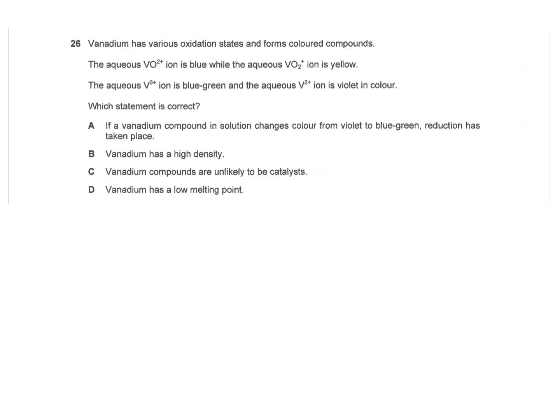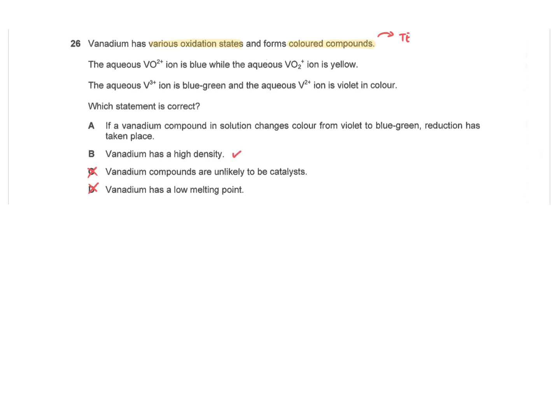Question 26 is predominantly on the periodic table. When you see that they talk about vanadium having various oxidation states and forming colored compounds, you should be immediately reminded of transition elements. Next you need to recall the other properties associated with transition elements. If you can recall, transition elements have high melting points, high boiling points, high densities. Transition elements are good catalysts, or their compounds are good catalysts. So immediately we can rule out C and D, and B seems to be correct.